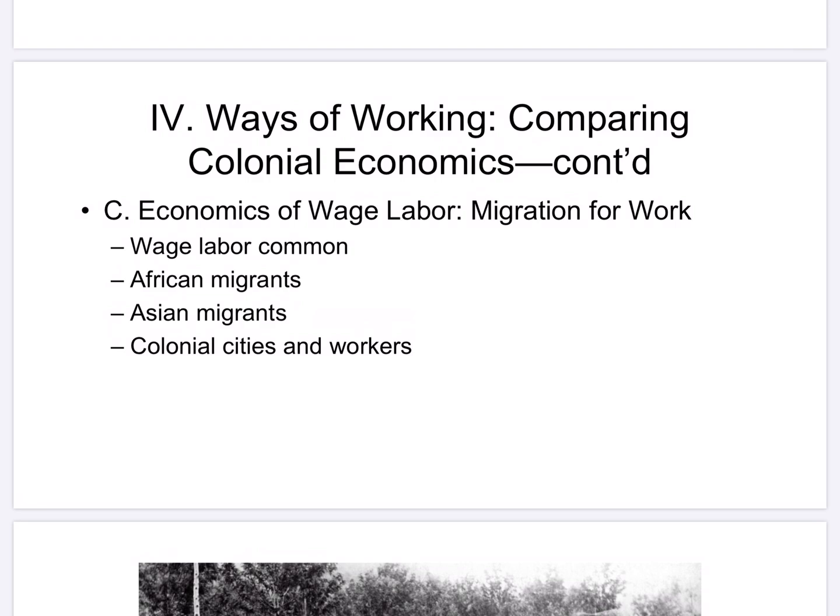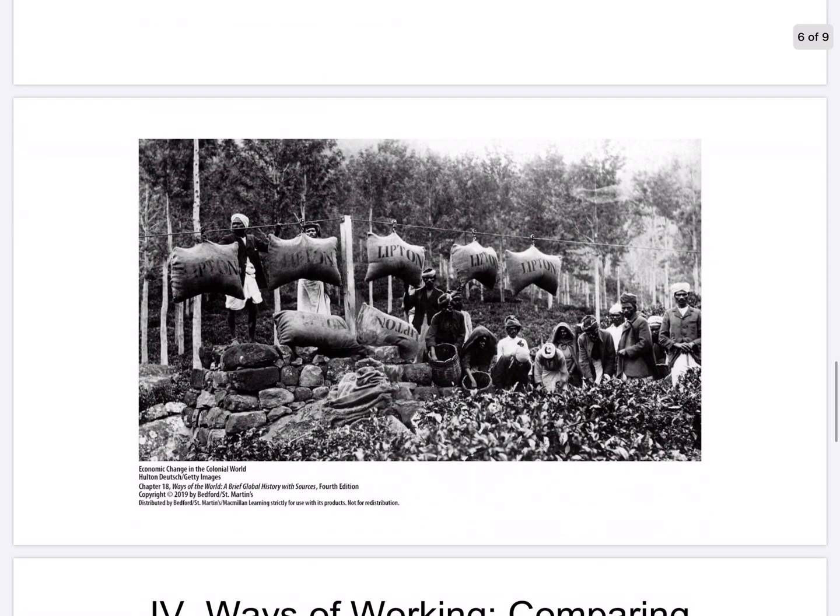And that created a place for a native, Western-educated middle class. And it also created an enormous class of urban poor that could barely live and couldn't raise families. Economic change in the colonial world.